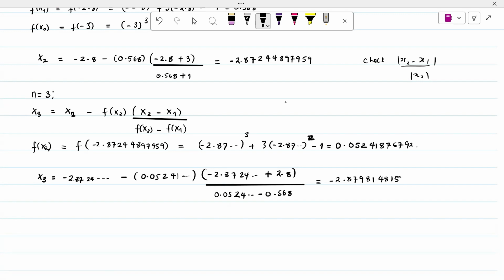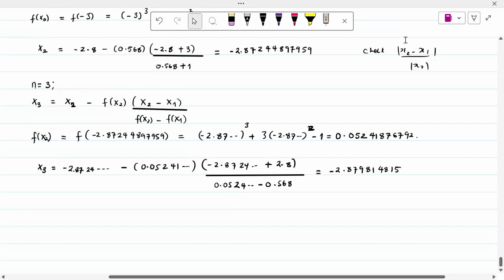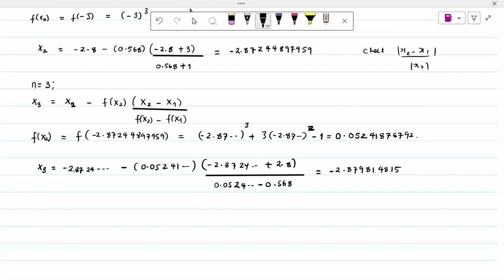But yeah, it's not very far from this x2. They're almost the same, not so? Yeah, almost the same. So we can believe that, isn't it? So you can also check the condition. Please make sure that every time you do the iteration, you check the condition, this one. So this will be x3. So check this.